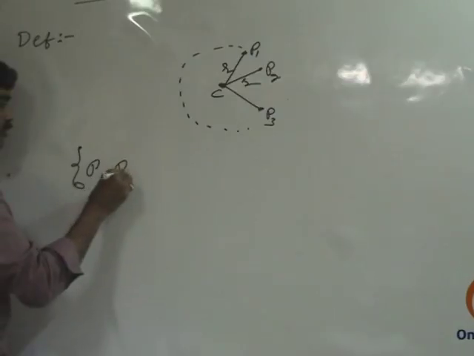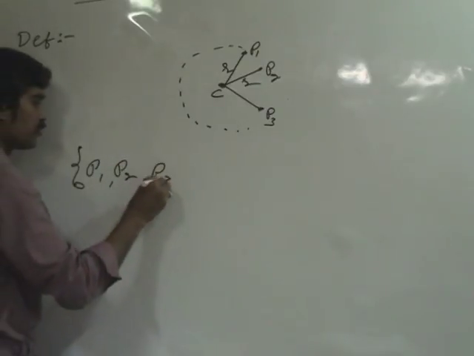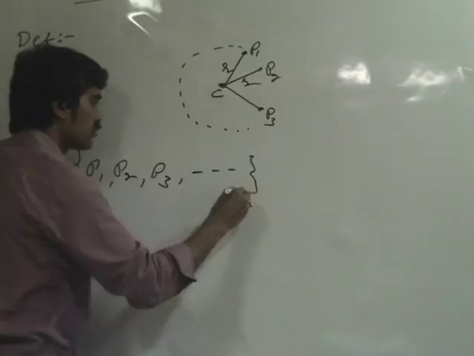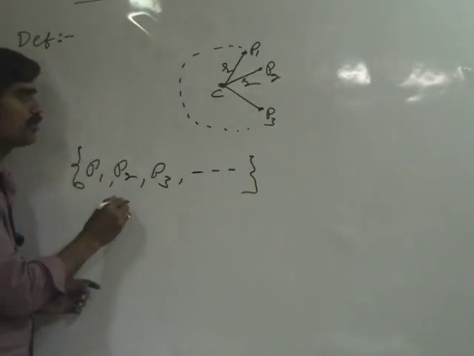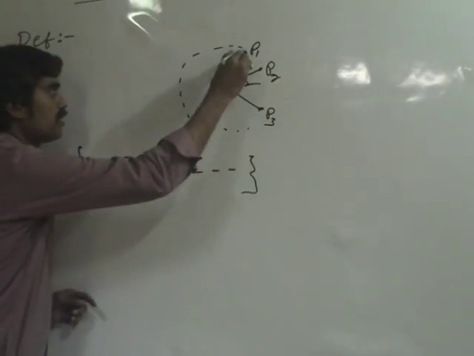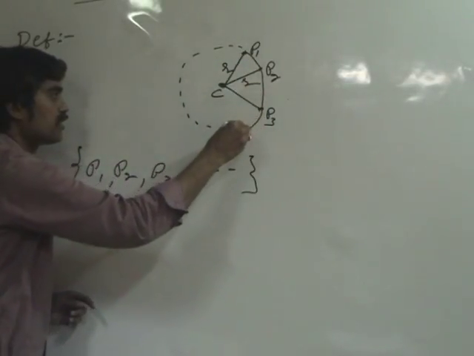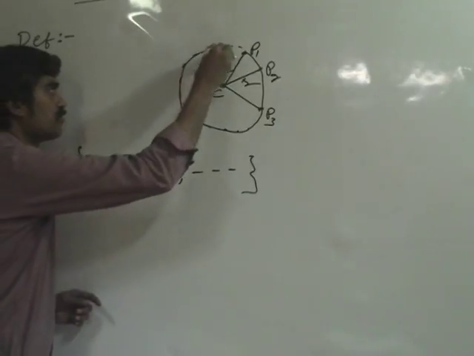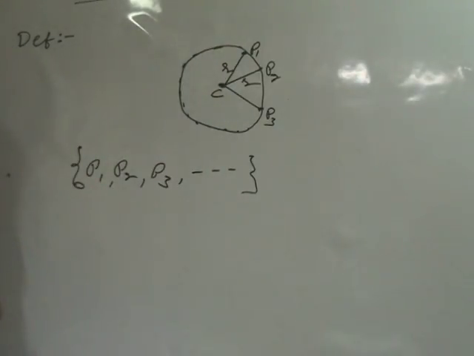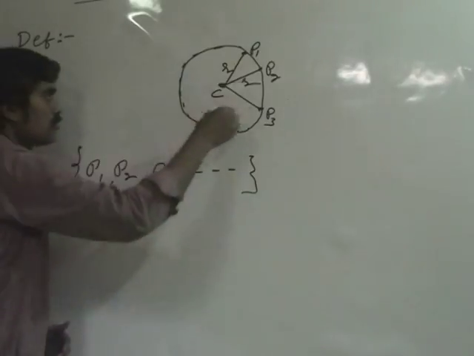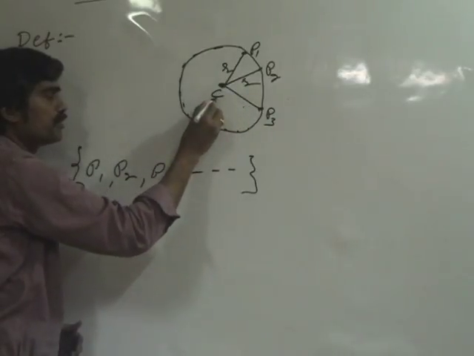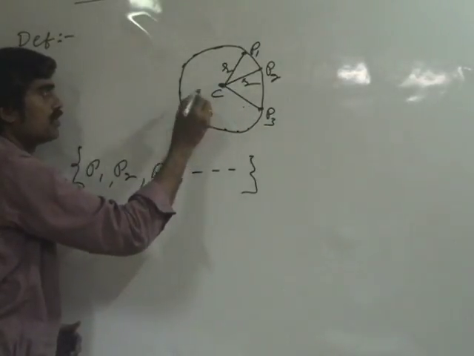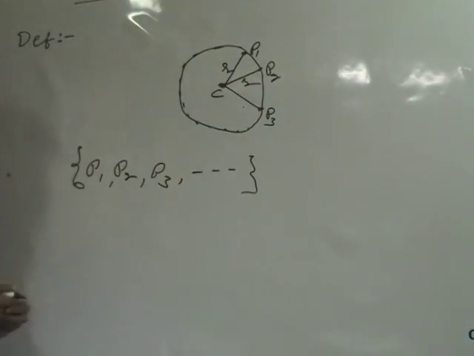Take these points as a set: P1, P2, P3 and so on. This set of points is called a circle. So what's the definition of a circle? The set of points which are at a constant distance from a fixed point C is called a circle.